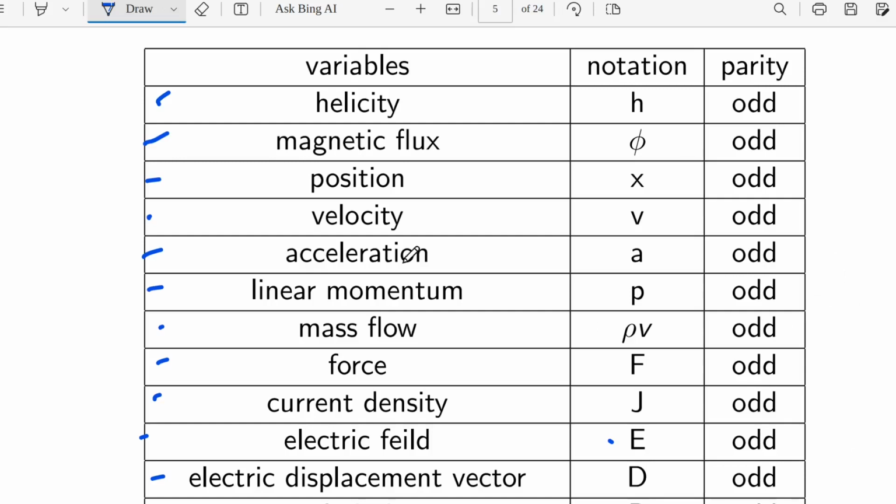Now coming to the pseudoscalar. Magnetic flux, what is it? It is obviously a scalar, right? Yes. But it is pseudoscalar because it is odd under parity. Velocity, obviously it is a vector, position is a vector, acceleration is a vector, linear momentum is a vector.